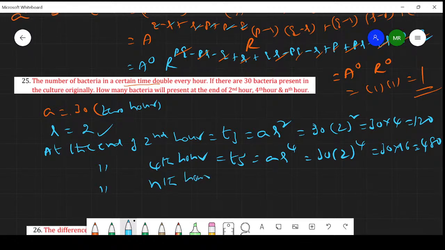End of nth hour means it will be T n plus 1, which is A into R power n. So 30 into 2 power n. That's all. 30 into 2 power n is your answer, the number of bacteria at the end of nth hour. We get it like this for question 25.